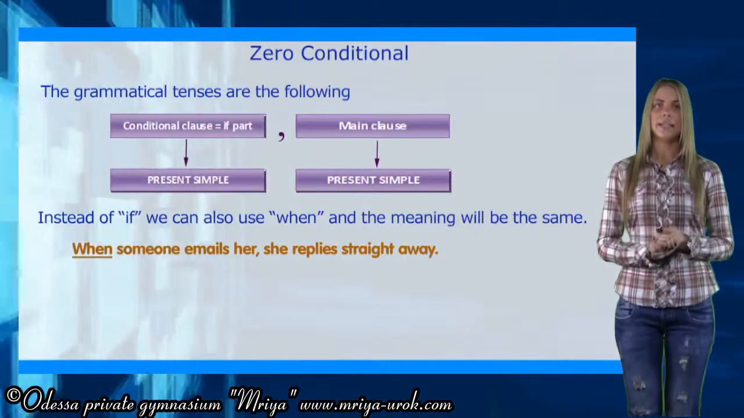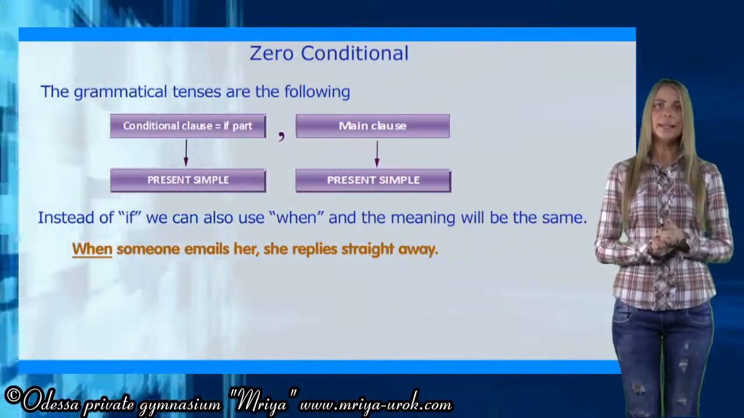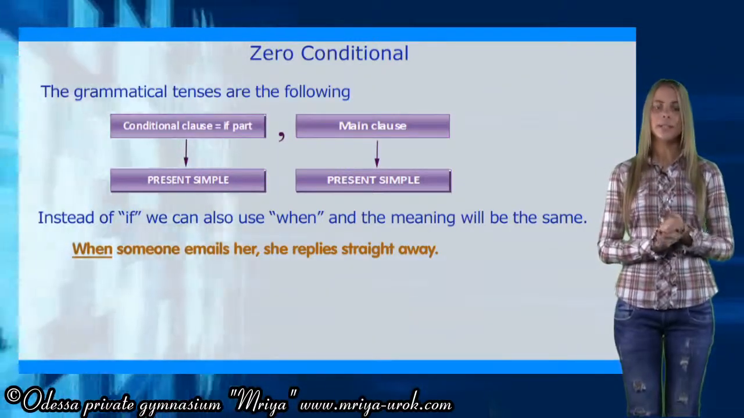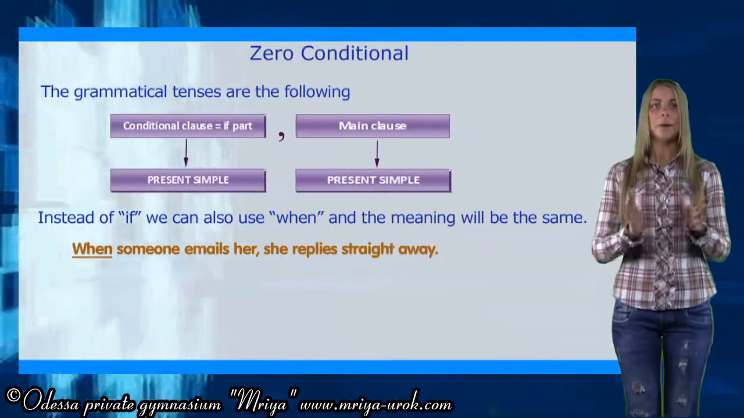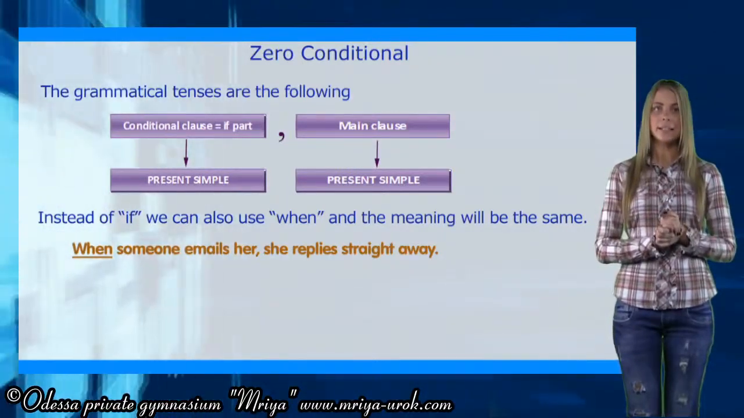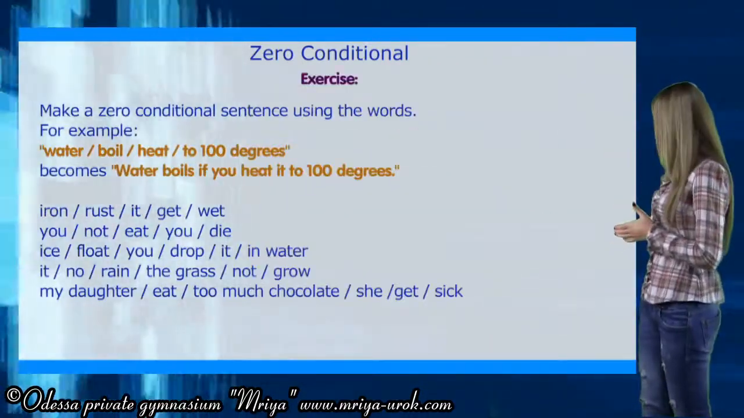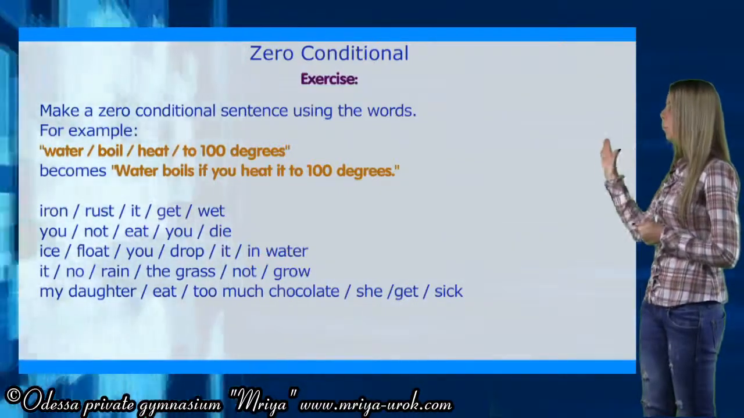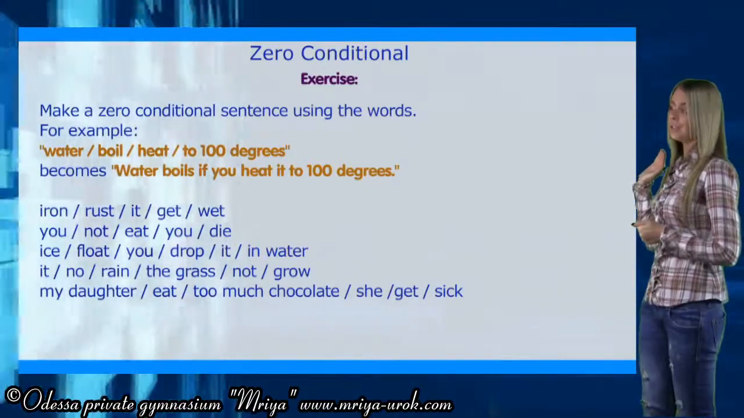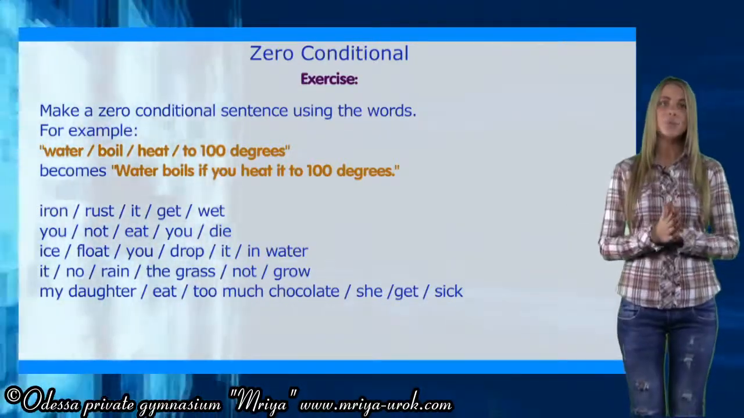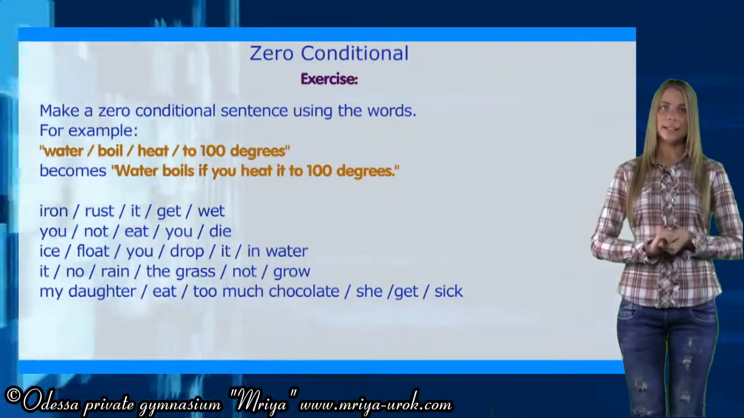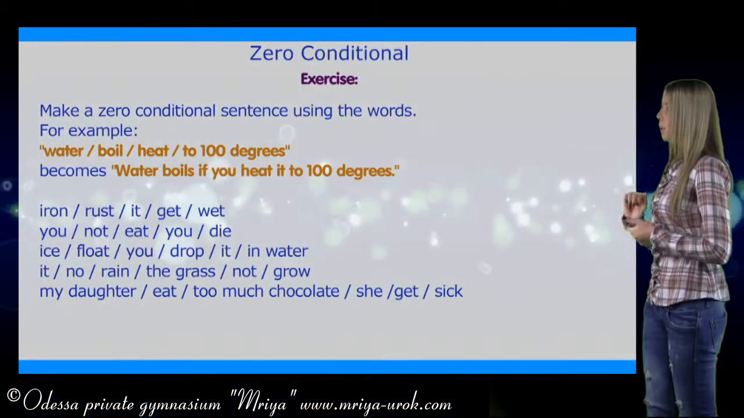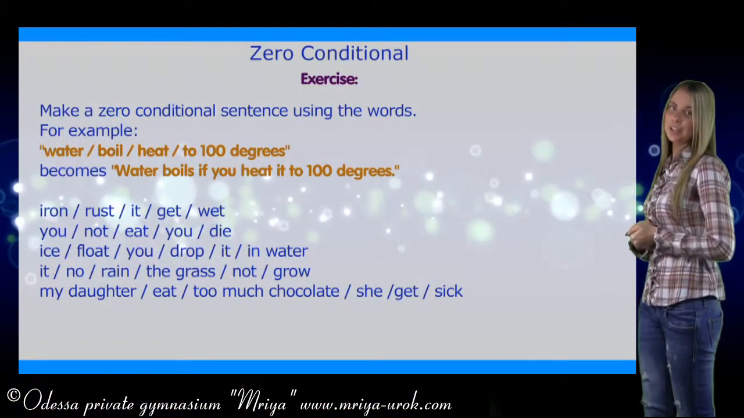In the end of our lesson, as usual, I propose you make a small exercise in order to fix everything you have already heard during this lesson. But this time your task will be the next. You receive not exactly sentences, but words. For example, water, boil, heat to 100 degrees. Your task is to make a zero conditional sentence. It will look like this. Water boils if you heat it to 100 degrees.